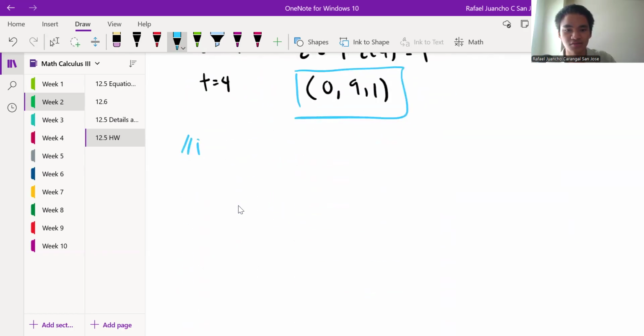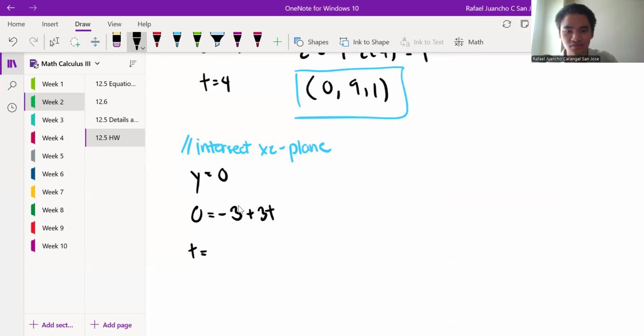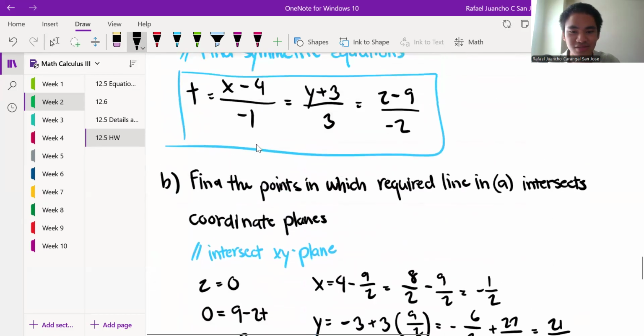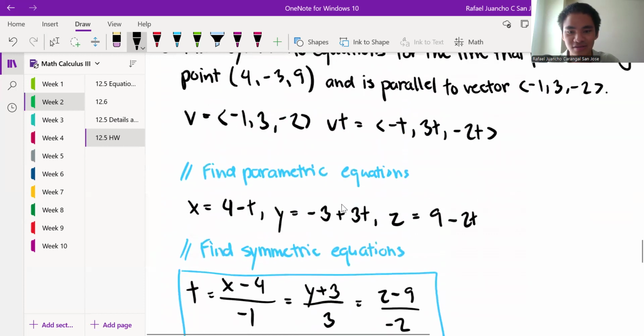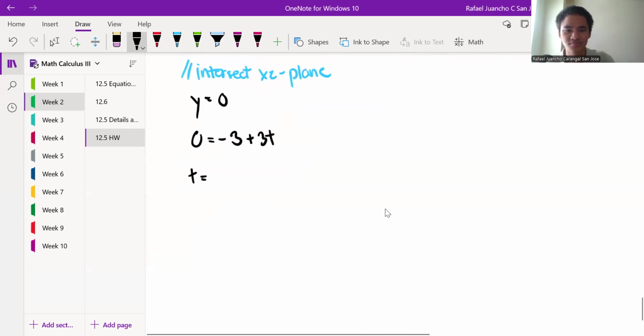Okay, now we do intersect xz plane. So what does it mean when we intersect the xz plane? Well, we mean y is 0. And if y is 0, then t is, I don't know, I'm not that good. T is something, negative 3 plus 3t. So I plug in the 3 here, I get t is 1.